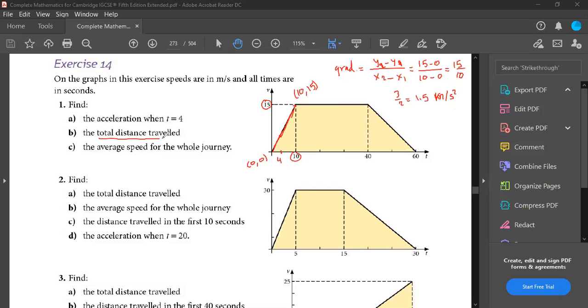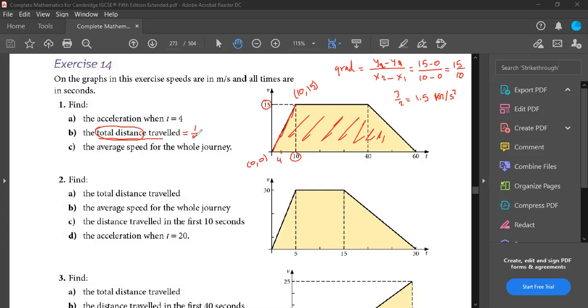Okay, total distance traveled. What is the total distance in a speed time graph? How can we calculate it? It's the distance. It's the area under the graph. And what geometrical shape does it look like? This looks like a trapezium. Trapezium.